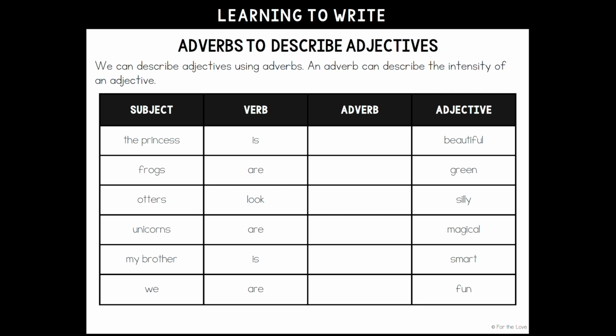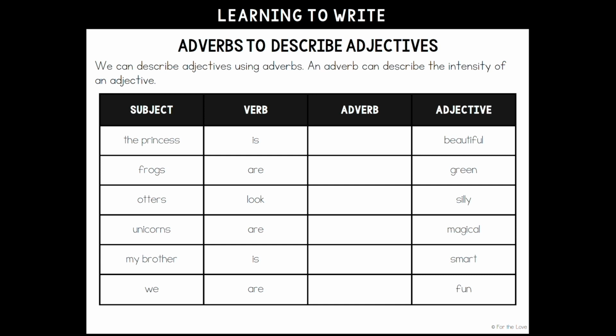Finally, we can use adverbs to describe adjectives. In this case, the adverb is saying how much the adjective describes the subject. So the princess is beautiful. The adverb is going to tell us how beautiful the princess is. Is she very beautiful? Is she kind of beautiful? Is she not beautiful? All of those words are adverbs that describe the adjective.